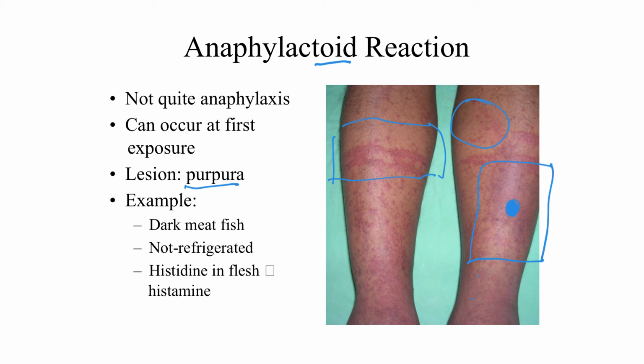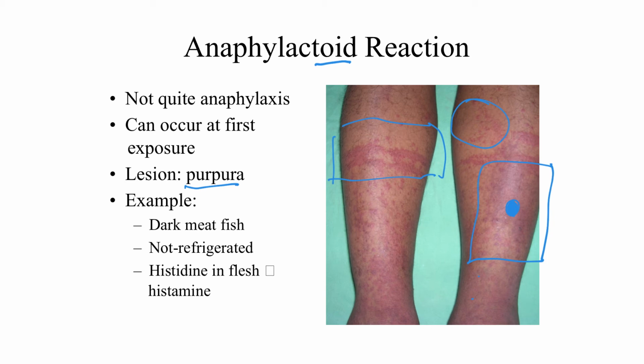So getting back to this anaphylactoid reaction, it resembles anaphylaxis in that it looks the same. However, it's not caused by this release of histamine. It's not caused by these IgE immunoglobulins. What it can be caused by are just bizarre things. An example is dark meat fish.